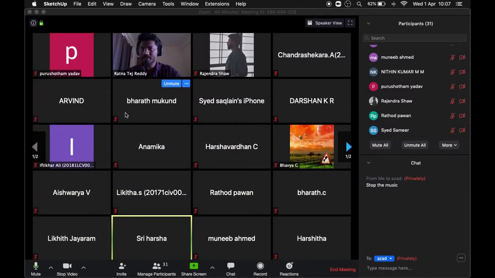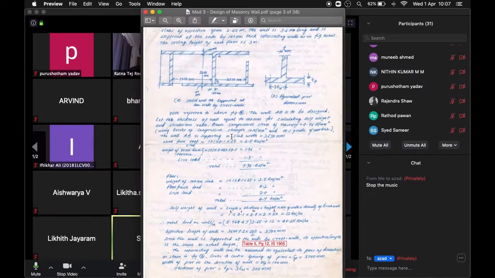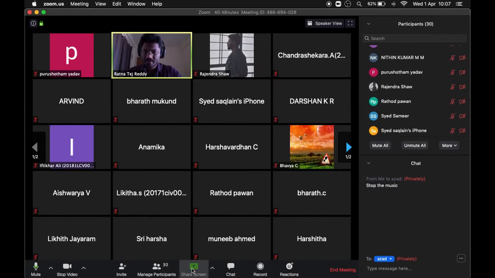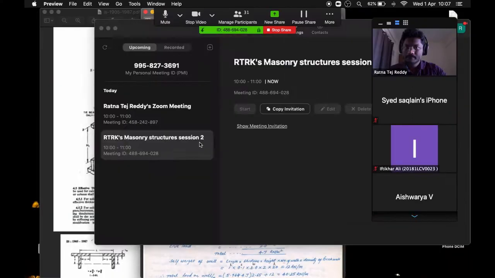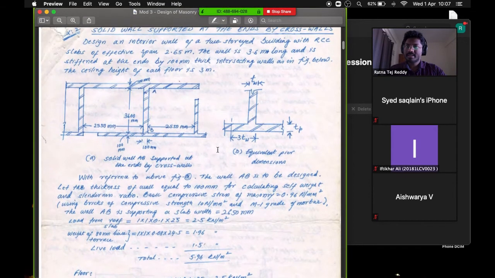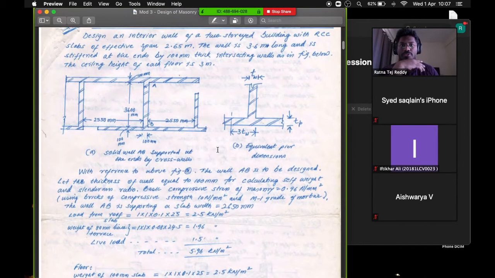Let's just go through the question. Yeah, so this is the question. Let me just share the screen. So this is the question. It says: design an interior wall of a two-storied building with an RCC slab of effective span 2.65 meter. The wall is 3.6 meter long and it is stiffened at ends by 100 mm thick intersecting walls, as shown in the figure below. The ceiling height of each floor is 3 meters.